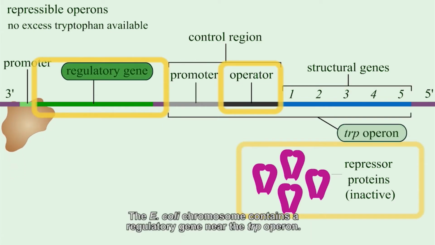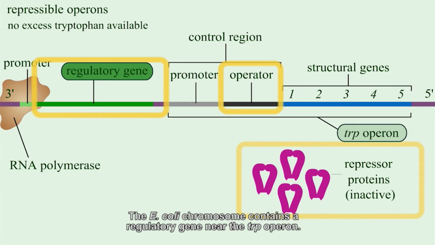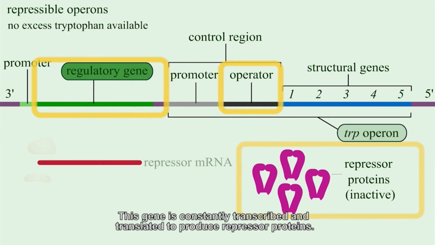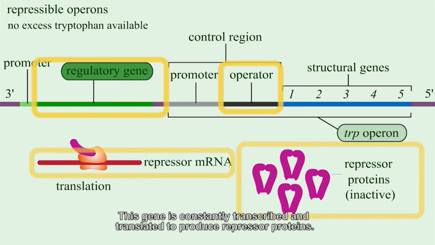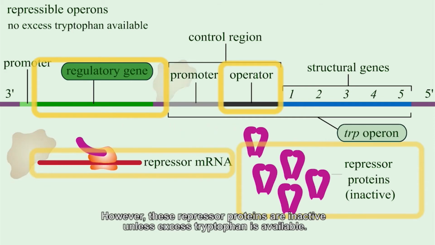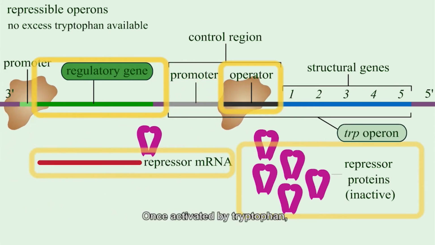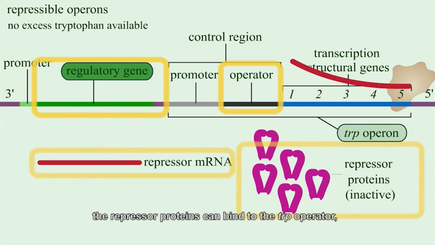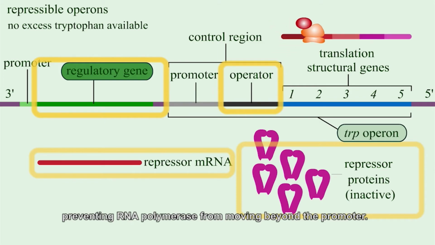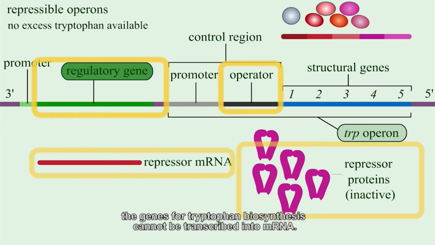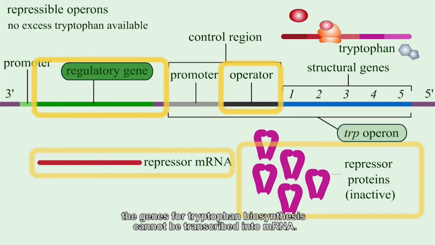The E. coli chromosome contains a regulatory gene near the TRP operon. This gene is constantly transcribed and translated to produce repressor proteins. However, these repressor proteins are inactive unless excess tryptophan is available. Once activated by tryptophan, the repressor proteins can bind to the TRP operator, preventing RNA polymerase from moving beyond the promoter. When a repressor protein is bound, the genes for tryptophan biosynthesis cannot be transcribed into mRNA.